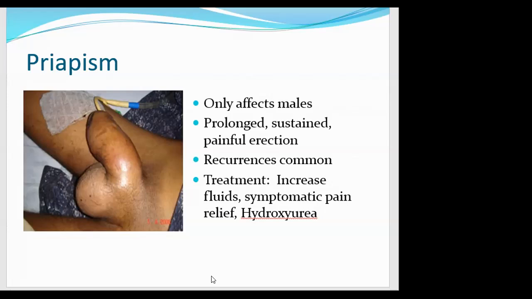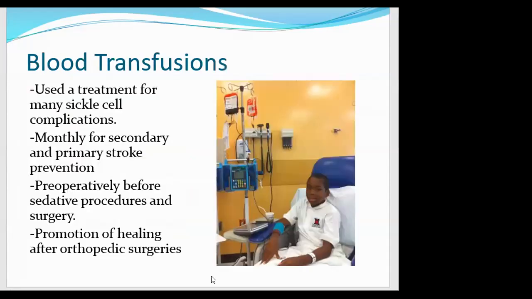So you want to increase fluids, you want to treat it. However, if it's approaching that hour, 2 hour mark and nothing has happened, you want to get them to the emergency room quickly, because we don't want to cause loss of function of this organ. So we have to educate our boys about this.